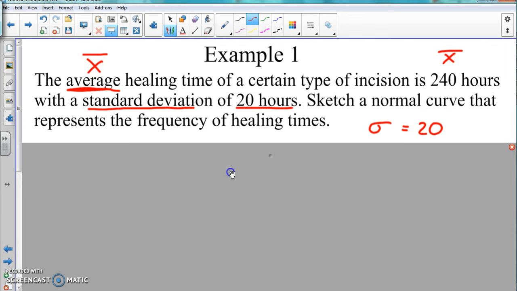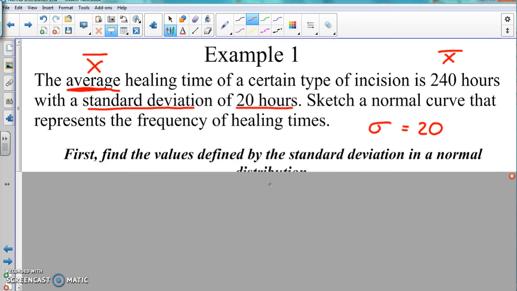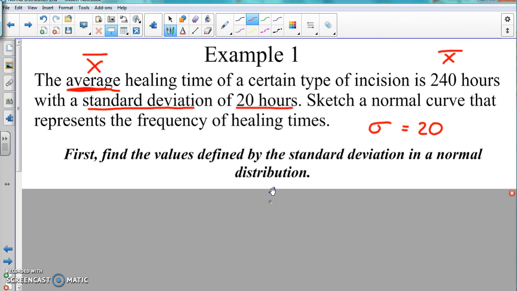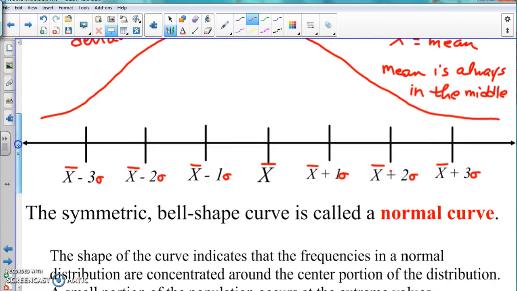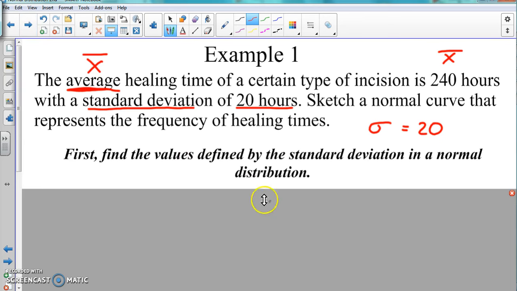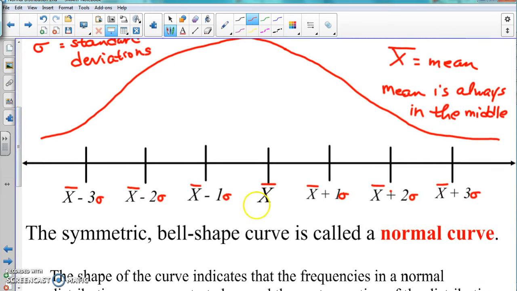Before we make our bell-shaped curve itself, we're going to find the values defined by the standard deviation in a normal distribution. In other words, we're going to find these numbers right here. We know our mean is 240 and our standard deviation is 20. We're going to deal with one standard deviation, two standard deviations, three standard deviations, one, two, and three again with our mean. So let's go ahead and do that.